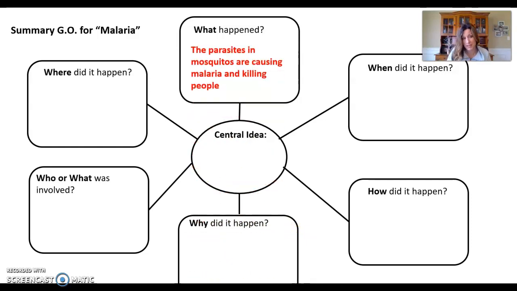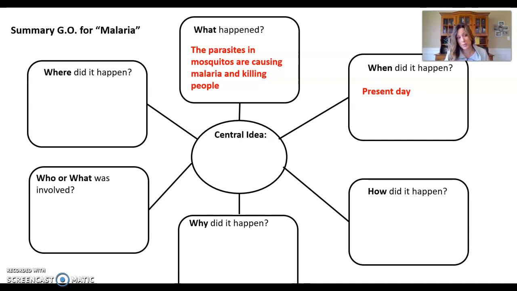So what happened in that article? Well, the parasites in mosquitoes are causing malaria and killing people, okay? That's the what. That's the big what happened. When did it happen? This is occurring now. So remember when we were talking about setting, it can be in the past, it can be in the future, it can be in the present, right? A lot of articles are going to be present, especially if they're news type articles, okay?